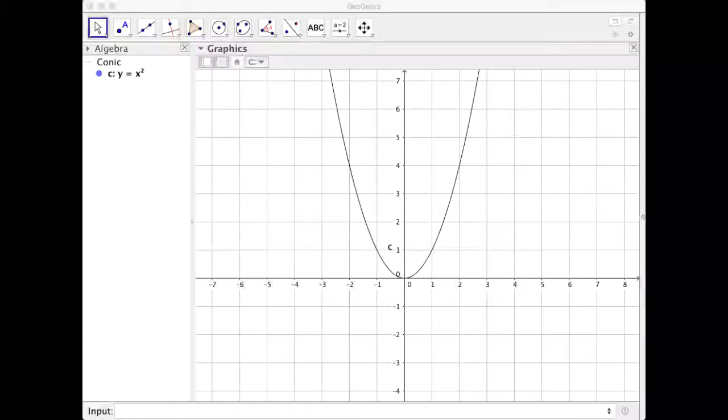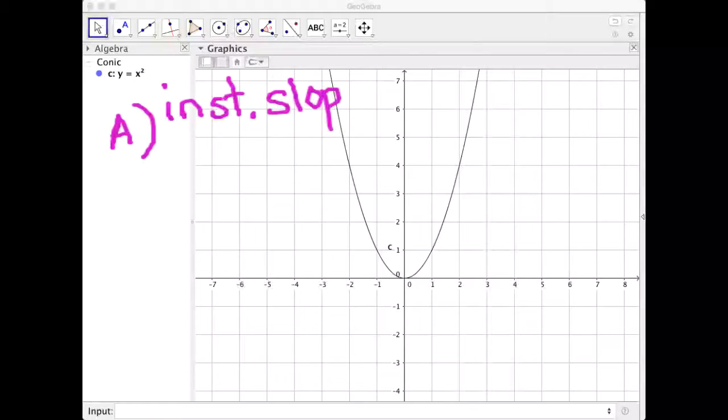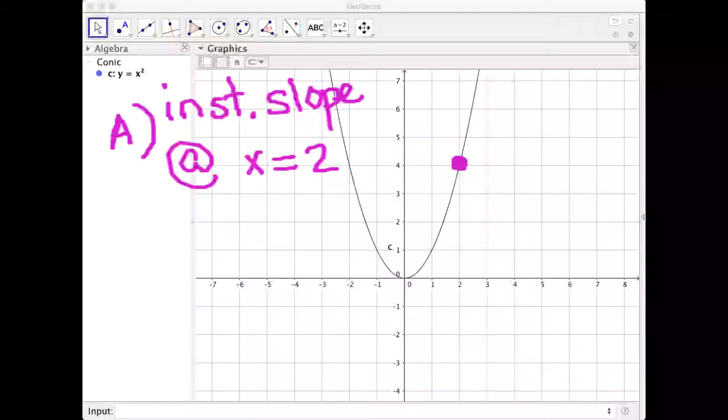My first question is going to be, we need to find what the instantaneous slope is at the point x equals 2. And that's because we actually posed that as a question in the last video, and we never actually answered it. So what is the slope at x equals 2?